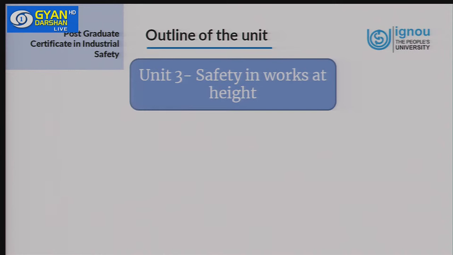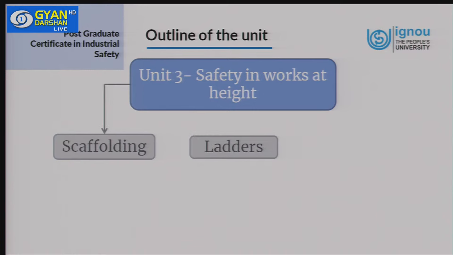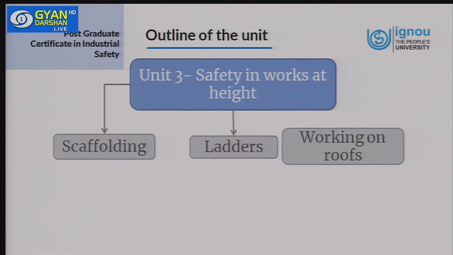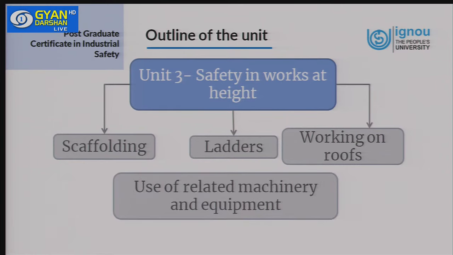Before we start with the unit, we'll just look at the outline of the unit. The unit is safety in works at height. We discussed scaffolding in the previous lectures. Then we also discussed ladders. The next part in this unit is working on roofs. And the last part in this unit is use of related machinery and equipment. So in today's lecture, we'll be talking about working on roofs and use of related machinery and equipment.